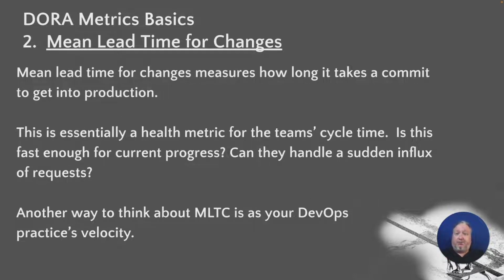Mean lead time for changes. How long does it take a commit to go from being pushed from a local machine all the way to production? This is essentially the health metric for your team's DevOps cycle. If you look at it from a certain perspective, if you want to go so fast, how fast each individual change takes determines how fast you can go. Also, it determines your capacity. If you can only go so fast with a current load, what does 2xing that load do? Does it halve your time?